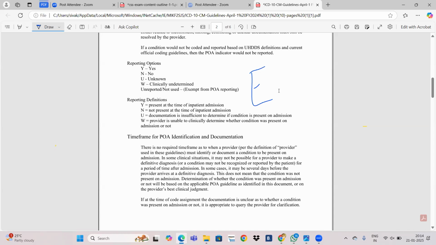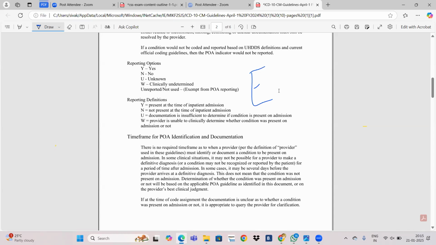Then while you are reading the document, if you are unable to identify the POA status, whether Y or N, because the documentation was insufficient, then you need to assign the U indicator and get clarity from the provider. After assigning U, you send it back to the provider. Now the provider states, I am also unable to determine. If the provider is also unable to determine, what indicator do you need to assign? W.